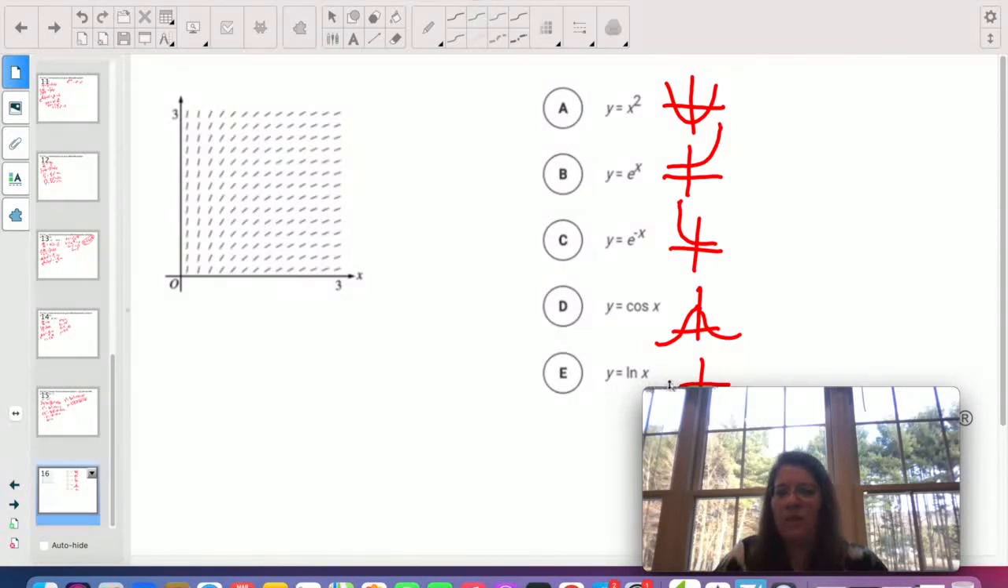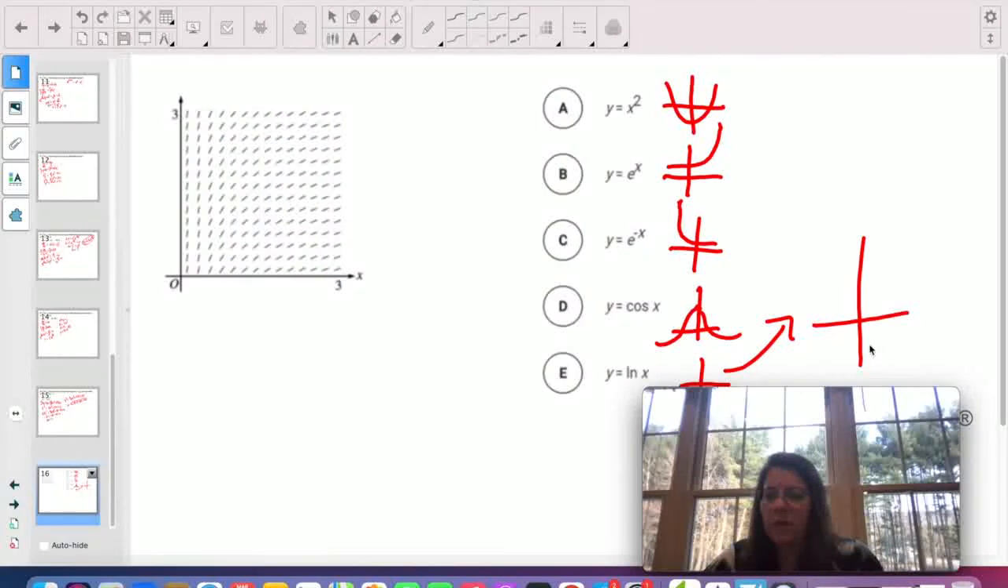And then y equals natural log of x. I'm going to put that over here. Wouldn't that function, since that's the inverse of e to the x right here, and this goes through 0, 1, wouldn't that function go through 1, 0 and kind of be the opposite direction? It would go down this way and up this way.